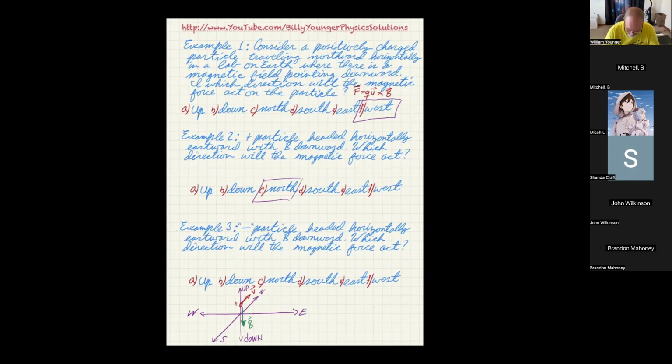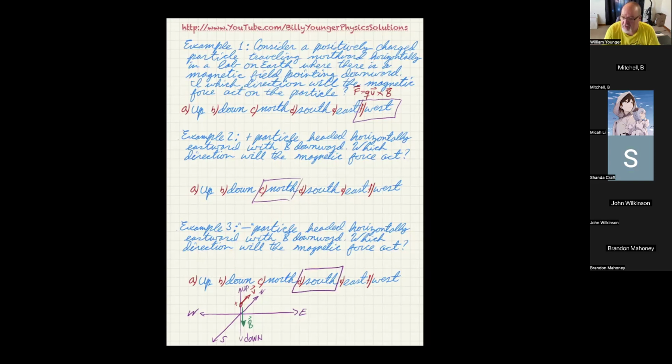All right, remember this one is a negative particle headed horizontally eastward with the magnetic field pointing downward, and we want to know which direction the magnetic force acts. Anybody have an answer on that? Here's what I got. Is it going south? Good job. Yep, I got south as well. Does that make sense to everyone?